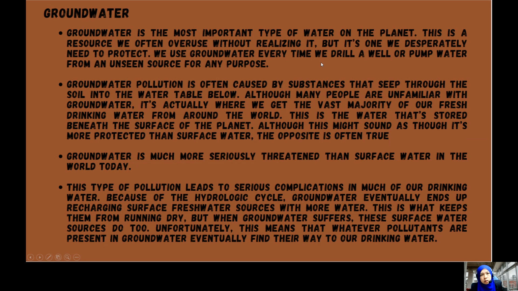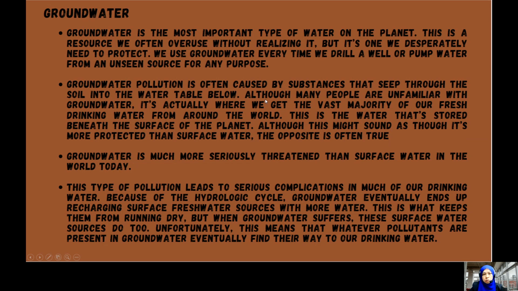How do we get the groundwater? Actually, we can drill a well or pump water from the unseen source for any purpose. Groundwater pollution is often caused by substances that seep through the soil into the water table.